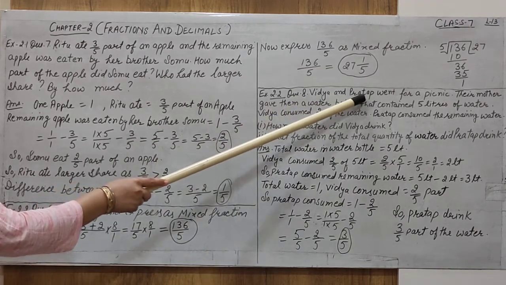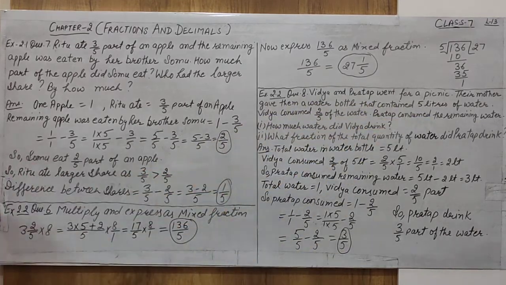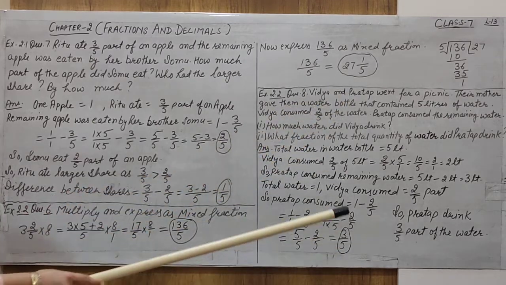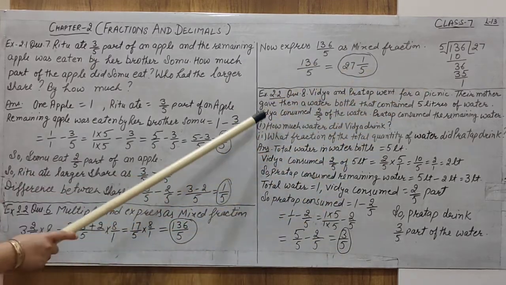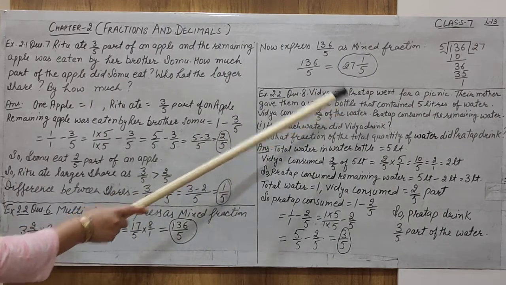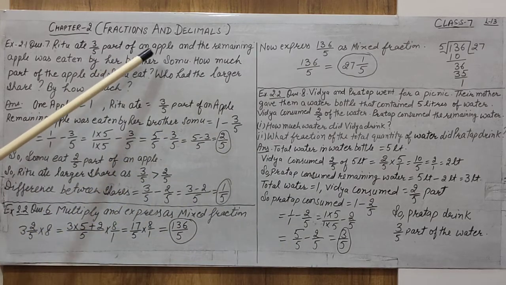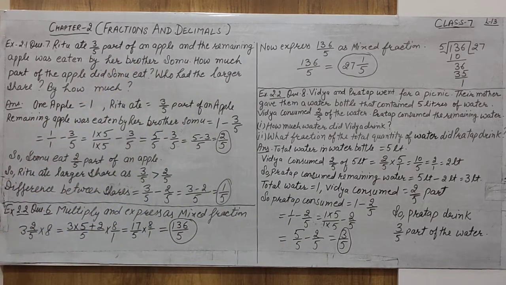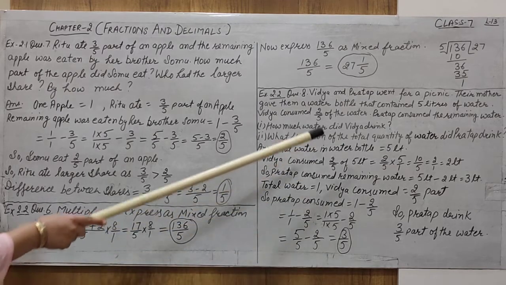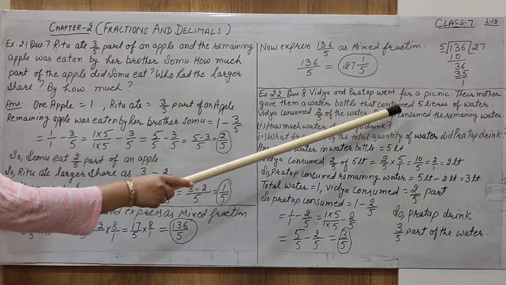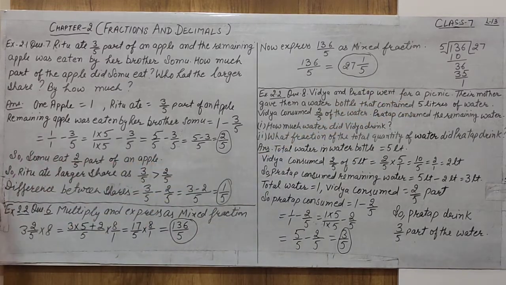Vidya and Pratap went for a picnic. There are 2 members. One is Vidya and the second is Pratap. Their mother gave them a water bottle. All right. How many water bottles are there? Only one water bottle is there. Like in this, there is only one apple. That is equal to 1. In the similar way, there is only one water bottle. All right. That contains 5 liters of water.